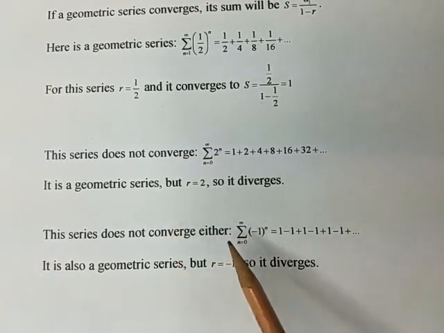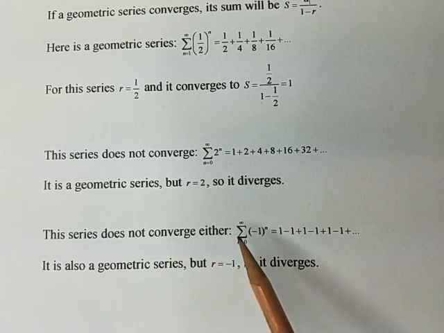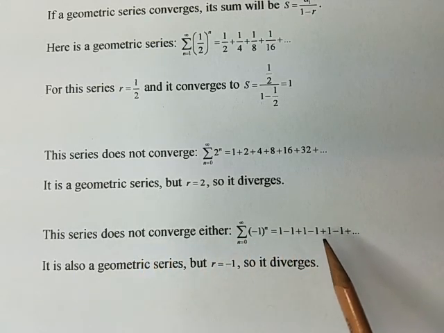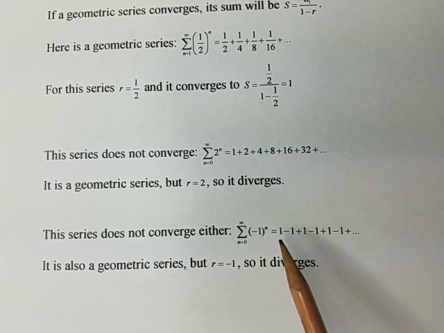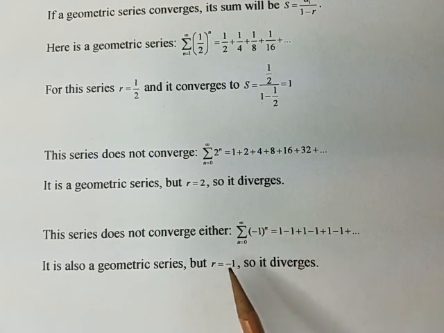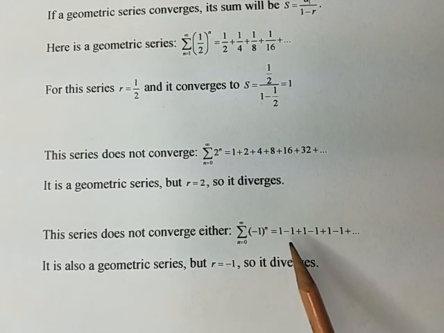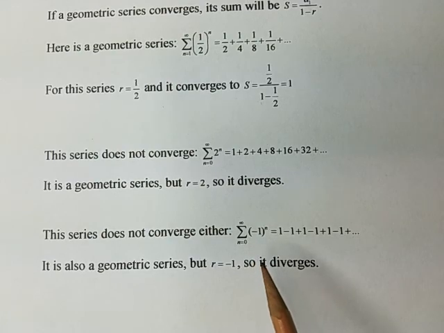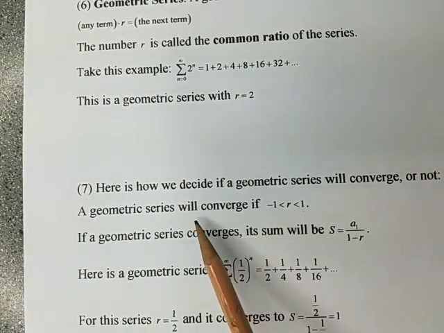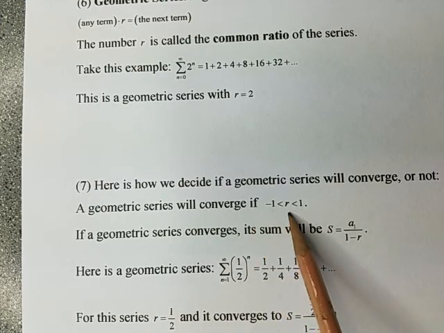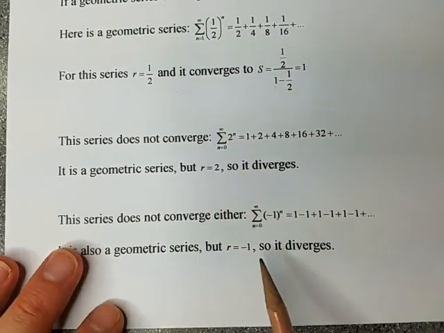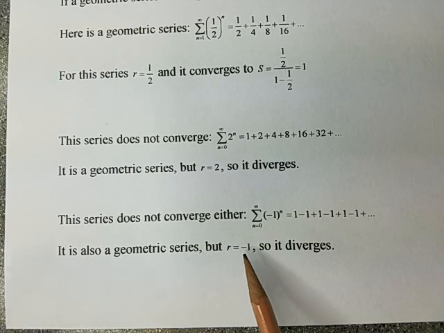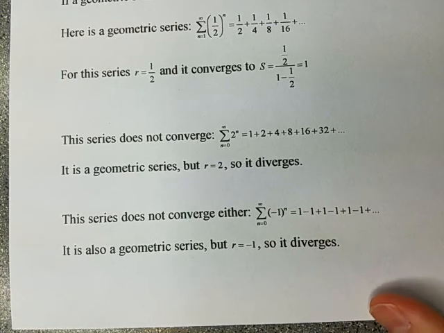Here's another example of a geometric series that does not converge. Believe it or not, that's geometric, isn't it? Isn't it true that if you take any term of the series and multiply by -1, you'll get the next term? Yeah, so it is a geometric series. R is -1. Remember, a geometric series will converge only if r is between -1 and 1. It won't converge if r is equal to -1 or equal to 1. So this one diverges also.